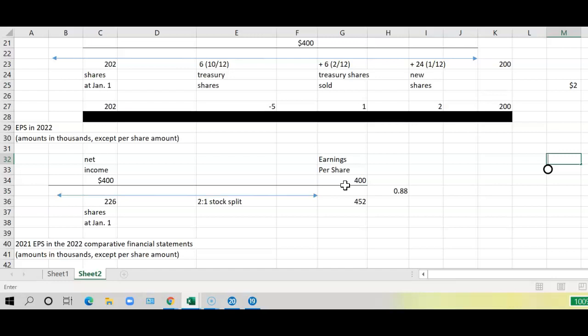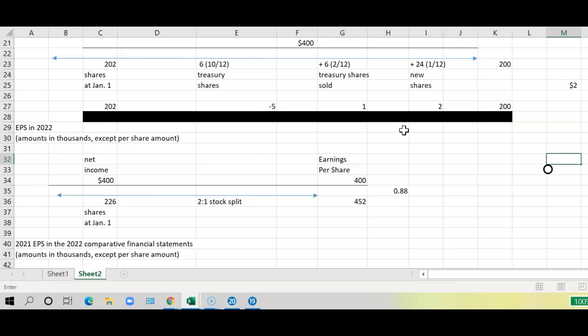Now, you can see that there is a big difference between the earnings per share in 2021 and the earnings per share in 2022. So noting that, we then find out in requirement 3, they ask us at what amount will the 2021 earnings per share be presented in the 2022 comparative financial statements. Right now, 2021 is not comparative to 2022 because there is no change in the stock for the stock split to be incorporated into 2021.